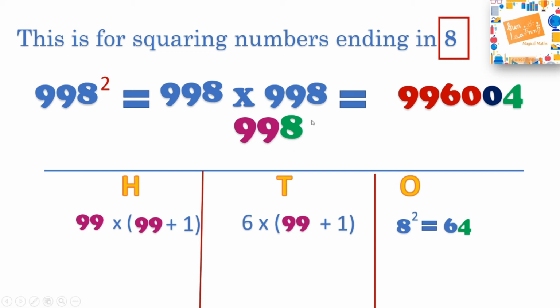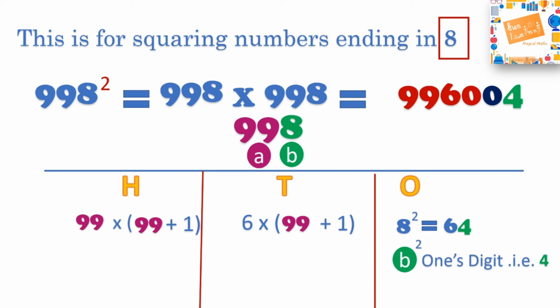So let's look at 998 as a whole and identify the ones place as B and the tens place as A. Now the formula that is there for calculating the 8 square is, under ones place we should consider B square and keep the ones digit, that is 4 in this case, as the ones place digit in the final answer. Coming to tens place, this is 6 times the number in tens place added to 1. So you add 1 to the number in tens place and then multiply it with 6.